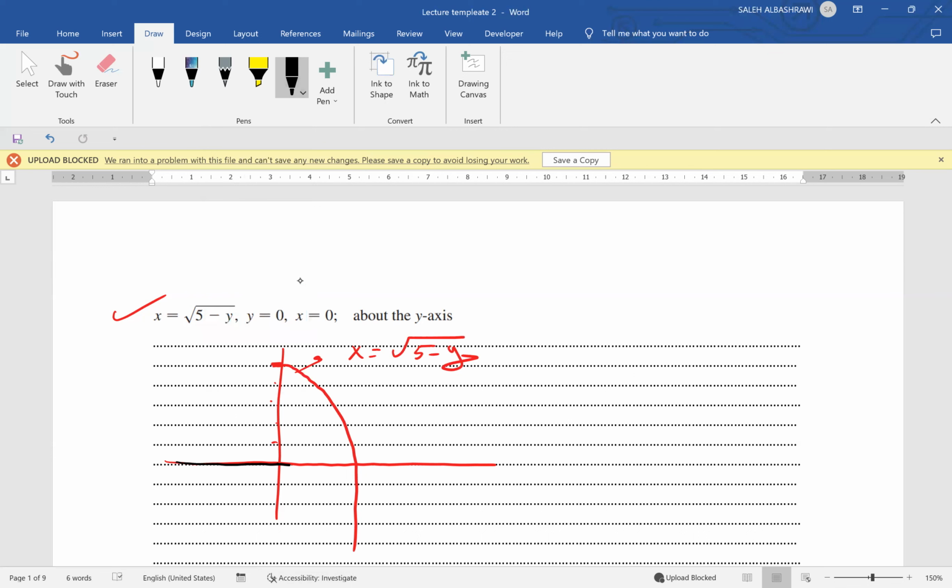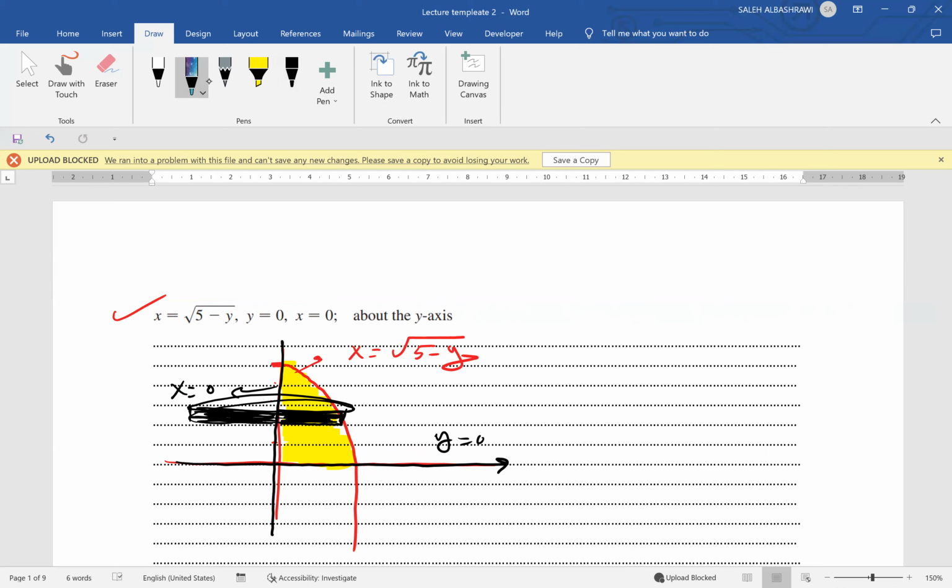This is y equal to 0. And x equal to 0 is the y-axis itself. So this is my region, this is R. And I want to rotate this one about the y-axis. It means I'm going to draw a horizontal typical rectangle and rotate it about the y-axis, I will have a disk like this one. This is a disk.